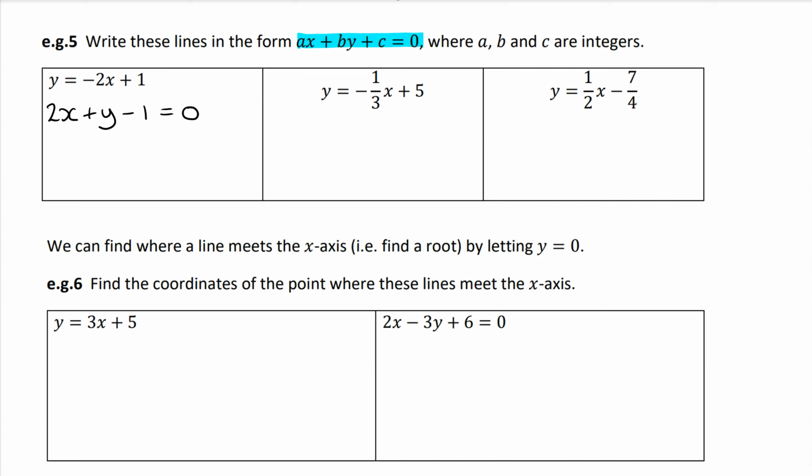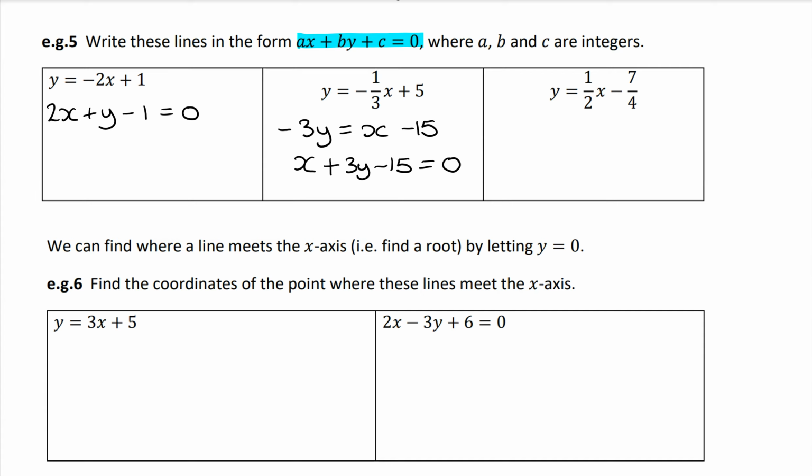Looking at the second problem, what I'm going to do first is I'm going to multiply both sides by negative 3. Okay, so now what I'm going to do next is just simply add 3y to both sides. And this would be my answer. Okay, again, there's different ways that you could go with this. You may also have minus x minus 3y plus 15 equals 0.